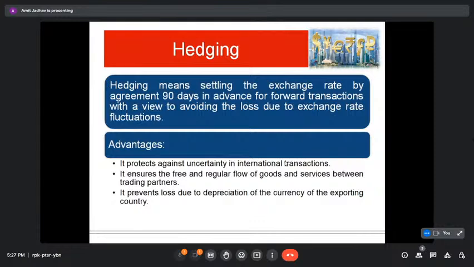So it reduces the uncertainty that would be created through the fluctuation of the exchange rate. Basically, that's why the flow of goods and services can continue between partner countries. It prevents a loss due to the depreciation of the currency. So it protects against loss due to the depreciation of a currency's value in the exporting countries. So basically, these are some benefits of the hedging transaction.